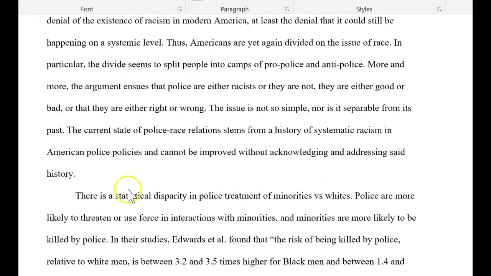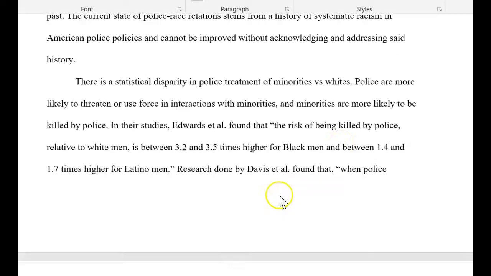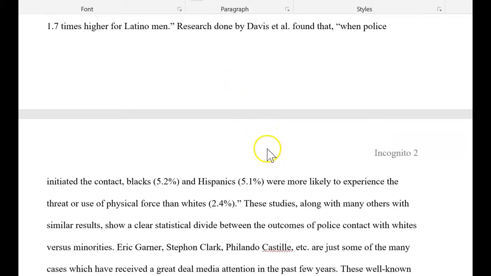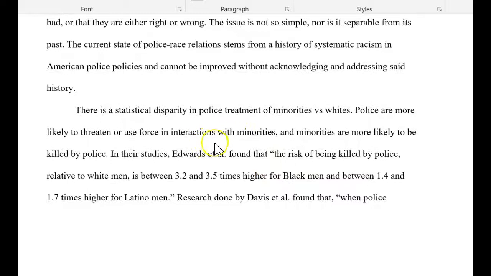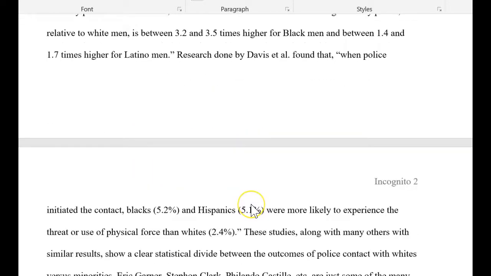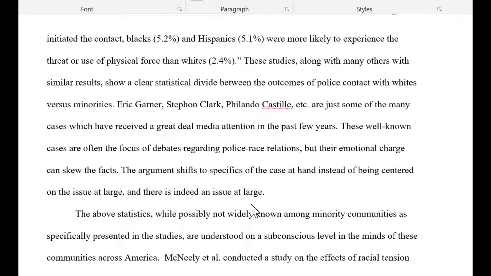Then looking at the reasons, there's a statistical disparity in police treatment of minorities and whites, and then you see the source, Edwards and others, shows up to provide the research for that. Another source, Davis, contributes as well. So that's a really good habit, a good academic writing technique: one source and then another source that confirms it. Don't rely too heavily on one source.